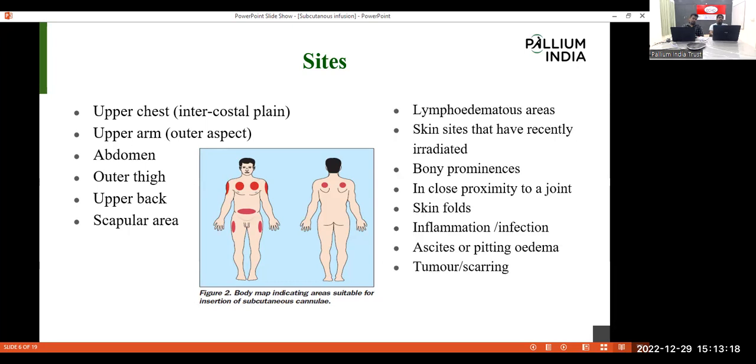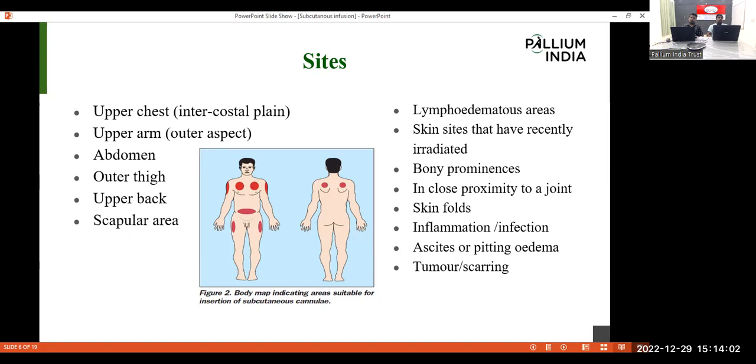Then, which are all the sites where we cannot give subcutaneous injections or infusion? First one, if the patient is already having lymphedema. Lymphedema, I think most of you know. For example, if a female patient is suffering with CA breast, on the right breast, that means the right side upper arm may have lymphedema. The lymph vessels and lymph nodes are already affected, so the lymph will be affected and cause the lymphedema. If that arm already has lymphedema, we cannot give the subcutaneous injection in that arm.